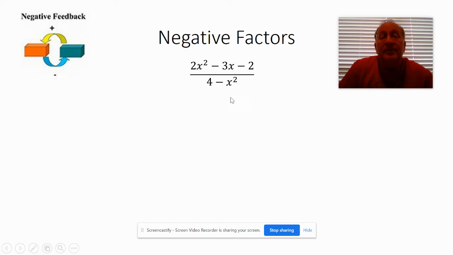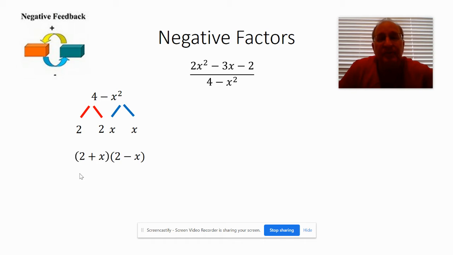I need to factor this. This is kind of like the problem I just worked, except this time the numbers are switched. So x squared minus 4 is 4 minus x squared. Well, this is still a difference of squares. This is square rootable, and that's square rootable. And the only way you can get a zero term is if you have the same number being subtracted. So I have a 2 plus x and 2 minus x as a factor.